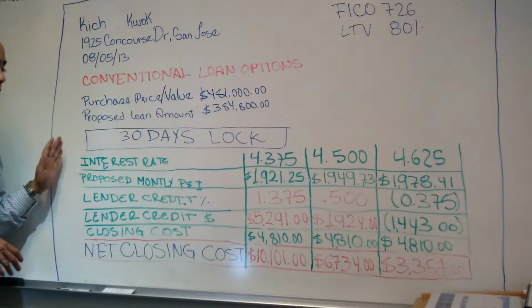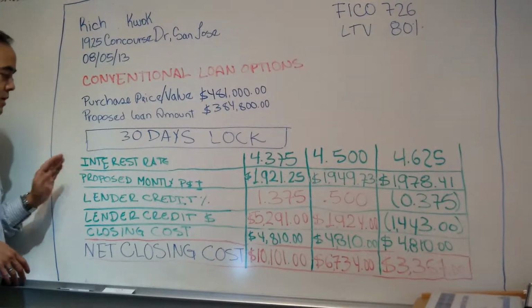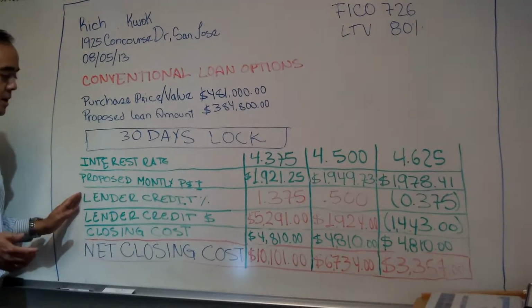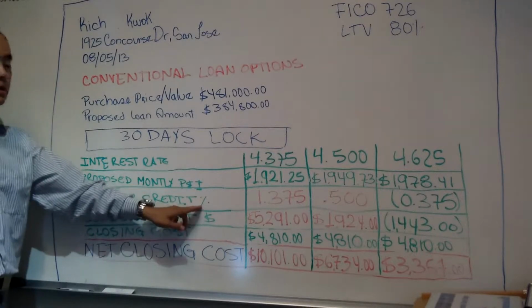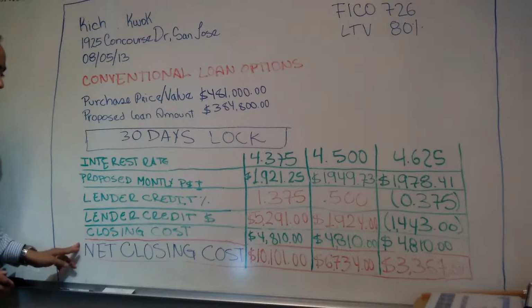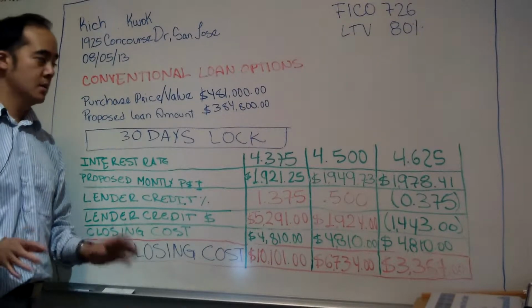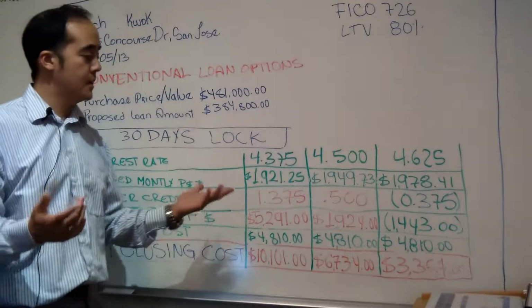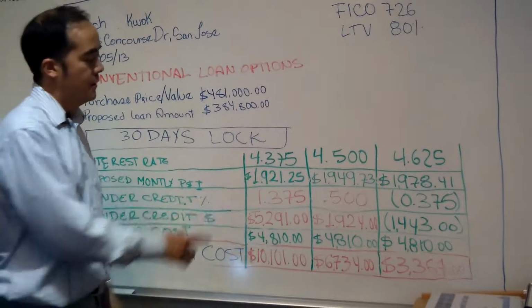Okay. Several different columns here. You have interest rate, proposed monthly P&I, which is principal and interest, which is the monthly payment, lender credit as a percentage amount, and lender credit as a dollar amount, closing costs, and net closing costs. So I'm going to explain to you how this works. There's usually 3 different rates that we put on here, and it's basically up to you to decide how much you want it to be.